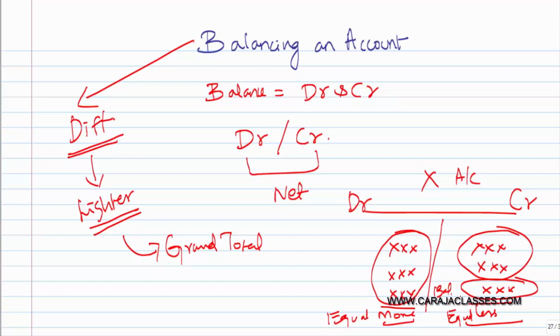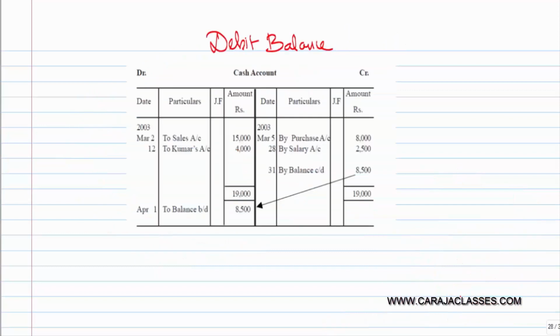So what is the significance of balancing? There are three possible balances. Okay, the first one could be the debit balance, what you are seeing. I'll explain. So there are basically three possibilities while balancing an account in a given period. It can be a debit balance, or it can be a credit balance, or it can be a nil balance also. So it can be debit, it can be credit, it can be nil balance also.